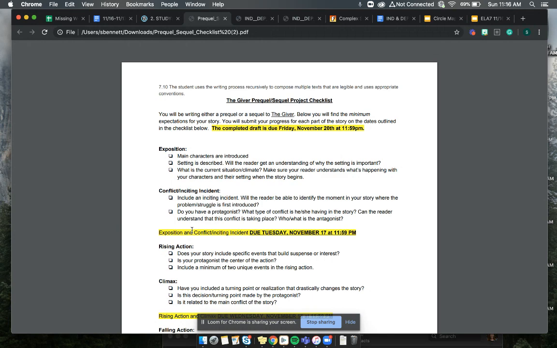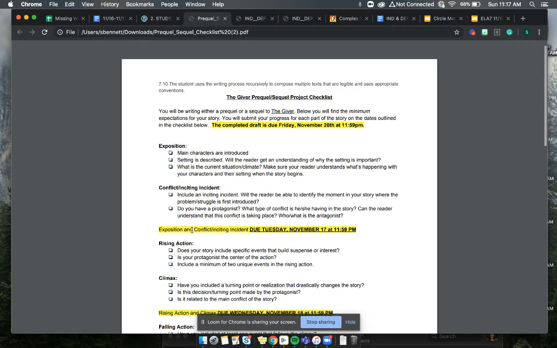So it says that below you will find the minimum expectations for your story. So yes, you are writing a complete story. You will submit your progress for each part of the story on the dates outlined in the checklist below. The entire completed first draft is going to be due this Friday, November 20th at 11:59 p.m.